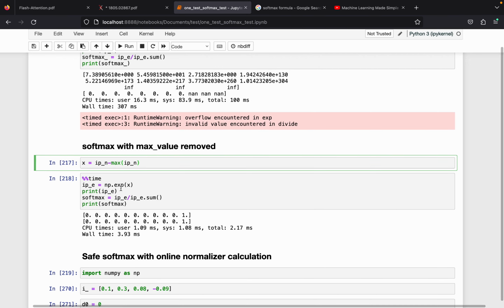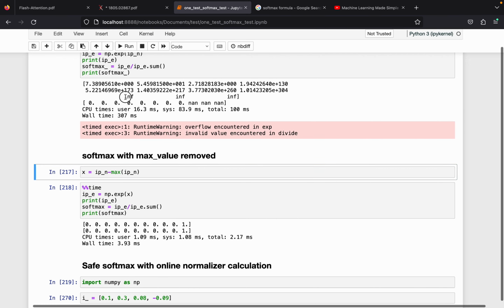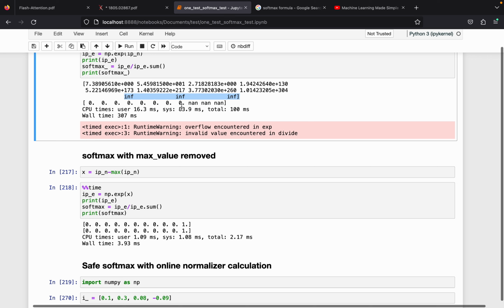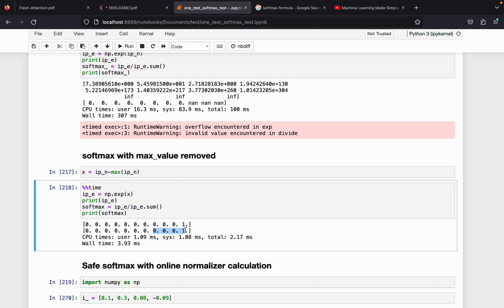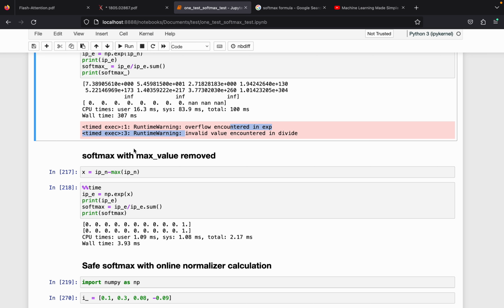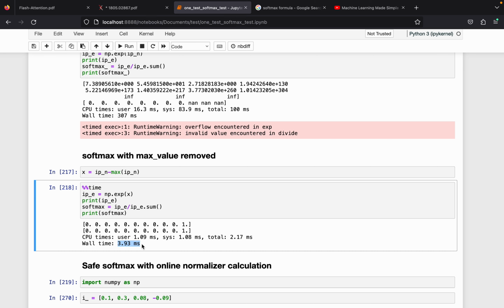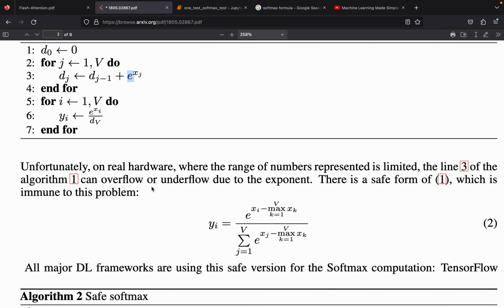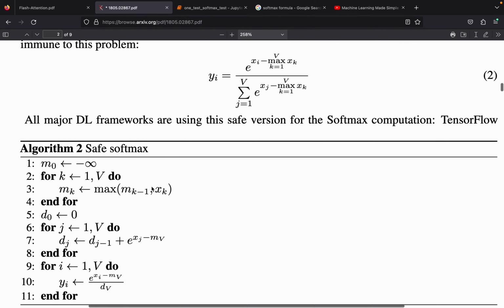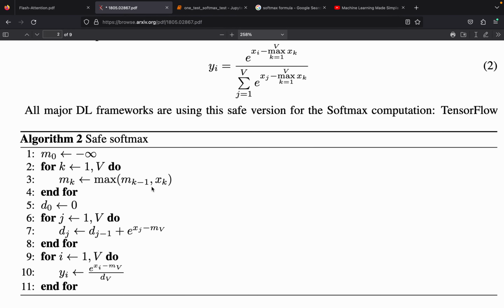But as you may see here, there are no overflow errors, and I think in this case there are no nans and no invalids either. Moreover, I think this took like 300 milliseconds and this has taken 3.9 milliseconds. There is a lot of difference, right? So this is with respect to safe softmax, and most people, I think, are aware till here, right?